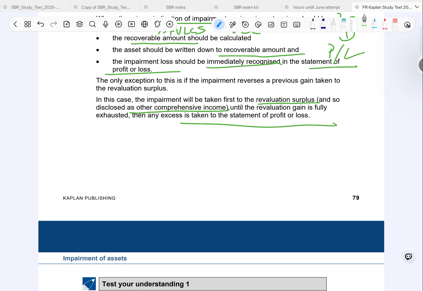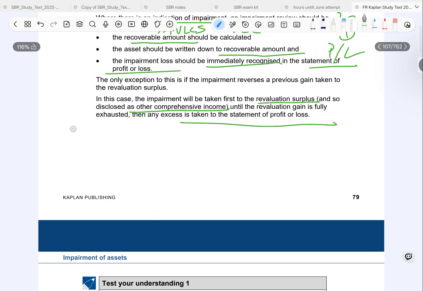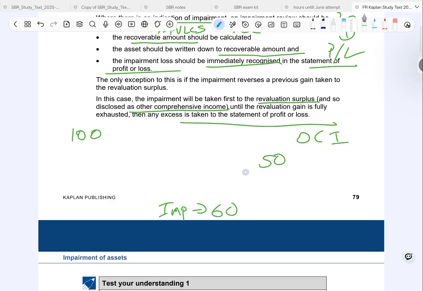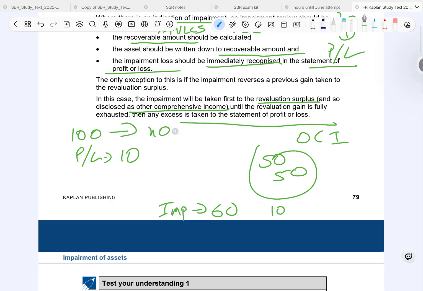In the case that the asset already has a revaluation surplus in the OCI, let's say an asset is valued at 100. In the OCI, you already have a revaluation surplus of 50, and the asset has been impaired by 60 rupees. So first you will write down this 50 rupees from your OCI. You will delete this 50 rupees, and the remaining 10 rupees will be in the P&L in the loss section, and the asset is at 40 rupees now.